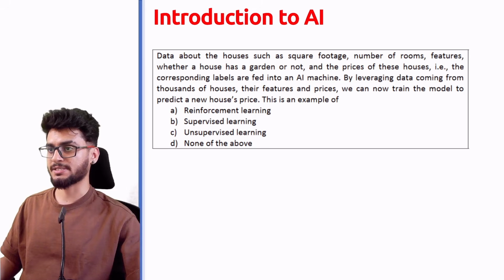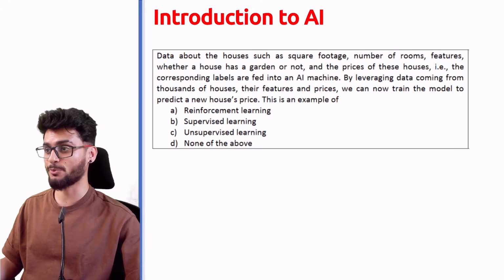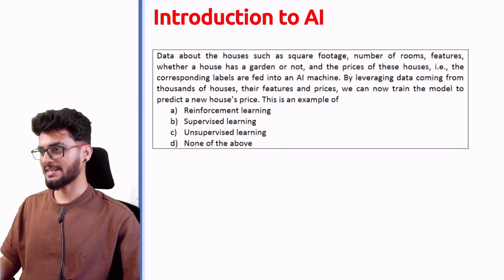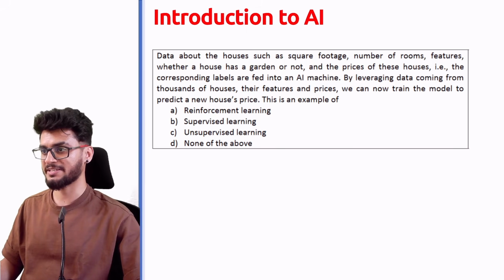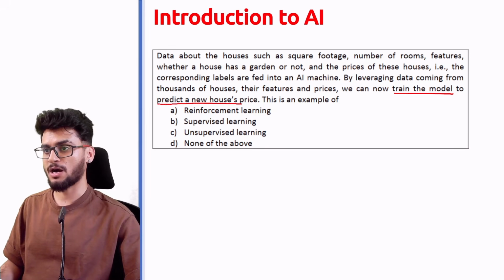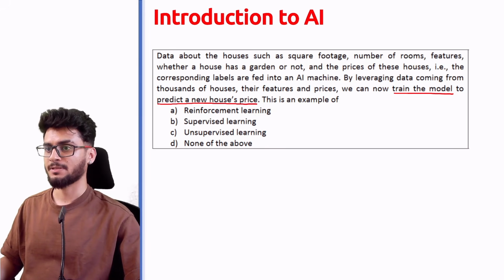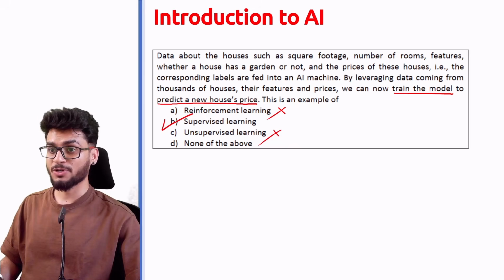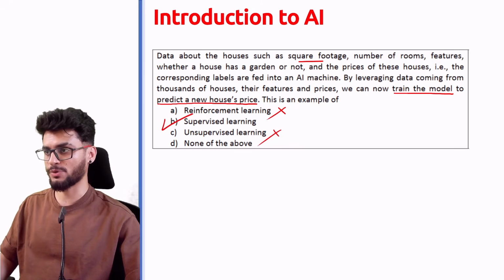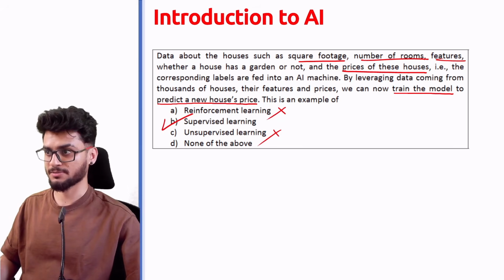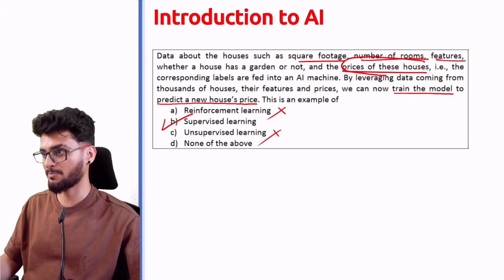Data about the houses such as square footage, number of rooms. Okay, I'll read between the lines. You feel free to pause the video. By leveraging data coming from thousands of houses, their features and prices, we can now train the model to predict a new house's price. This is an example of not reinforcement, not unsupervised. It is supervised because we already have some data present. We have square footage, number of rooms, features, and the prices of these houses. So this is the label which we have, prices of the house.